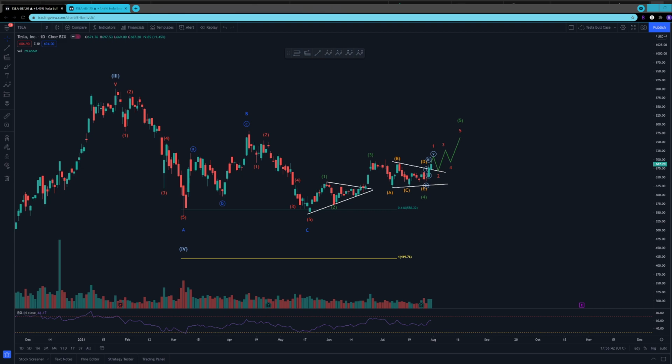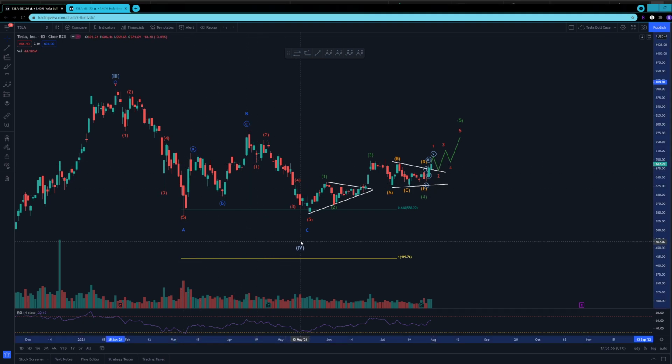Let's take a look at Tesla, the bull case first. So what are we seeing? Back when we hit all-time highs, we had, in my mind, a cycle wave 3, and we're in the process of pulling back for our wave 4, or we've already found our bottom for wave 4. So with that being said, let's take a look at this bull case.